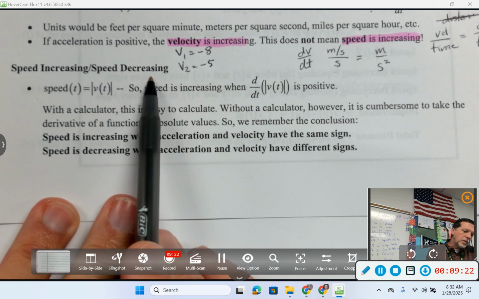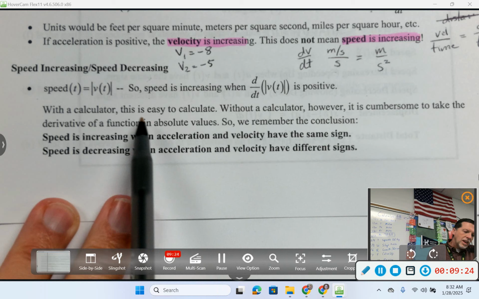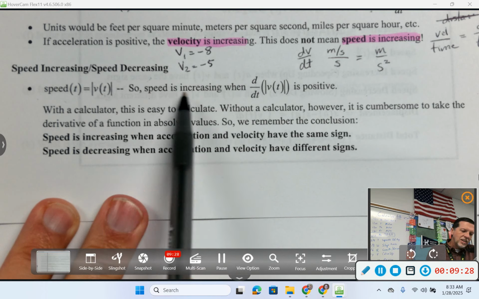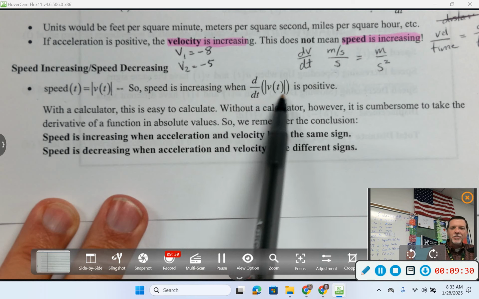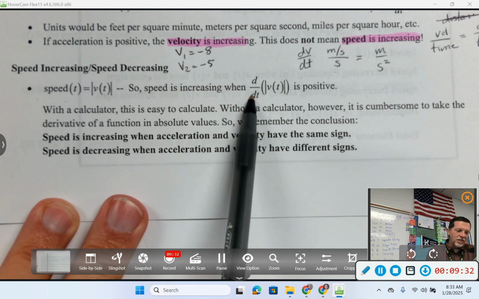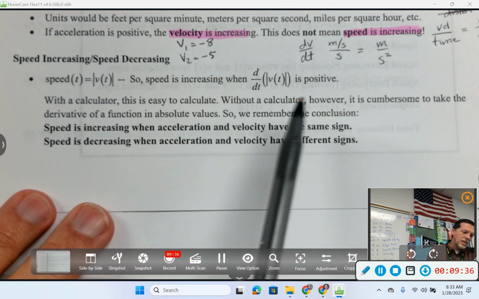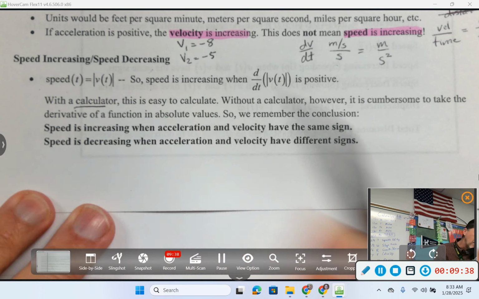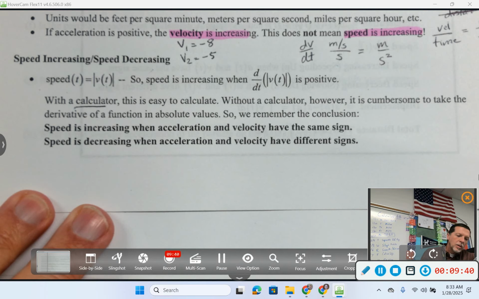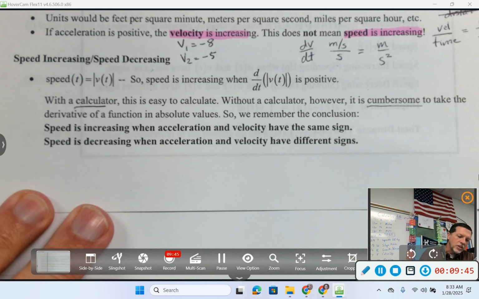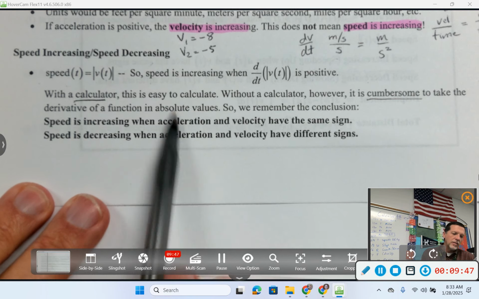Speed increasing, speed decreasing. Speed is the absolute value of velocity. So speed is increasing. We don't ever use this: the derivative of the absolute value is positive. That's true, but that doesn't help us. Unless, I guess, we had a calculator. We could do that. But without a calculator, it's cumbersome, difficult to take the derivative of absolute values.